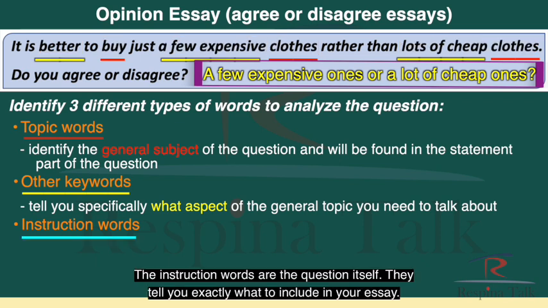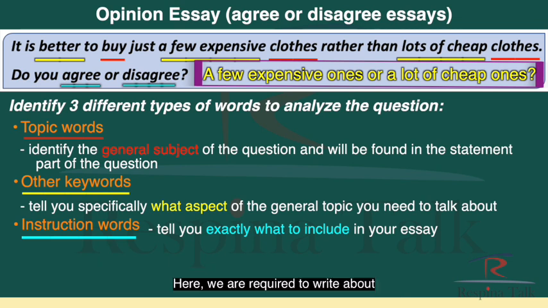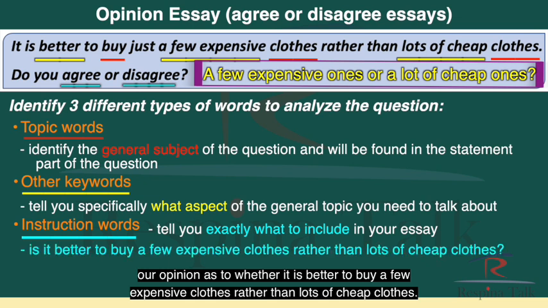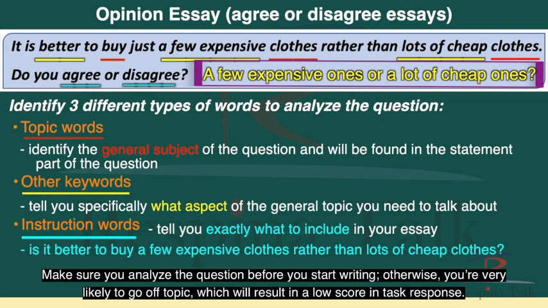The instruction words are the question itself. They tell you exactly what to include in your essay. Here, we are required to write about our opinion as to whether it is better to buy a few expensive clothes rather than lots of cheap clothes. Make sure you analyze the question before you start writing. Otherwise, you're very likely to go off topic, which will result in a low score in task response.